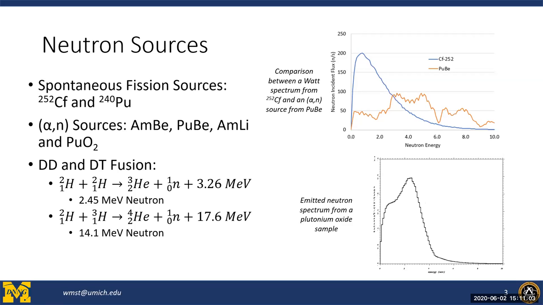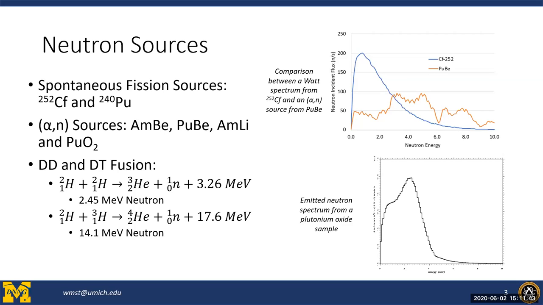Just to give you an idea of the variance that occurs with alpha-n sources relative to the spontaneous fission sources. And then, of course, there are two types of commonly used fusion sources, DD and DT, where DD is deuterium and a deuterium that produces a helium atom and a neutron. That neutron has 2.45 MeV, and this gives out basically monoenergetic neutrons. The same thing with deuterium and tritium, where you have a DT fusion reaction where you get another helium atom out and another neutron, but in this case the neutron has about 14.1 MeV of energy.